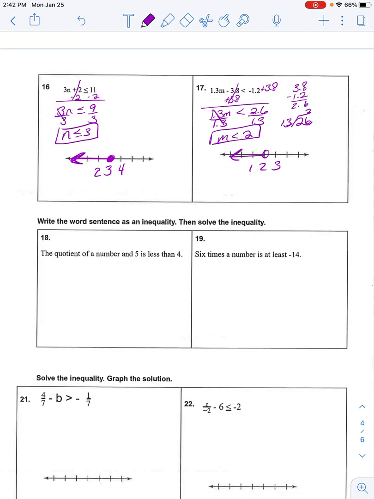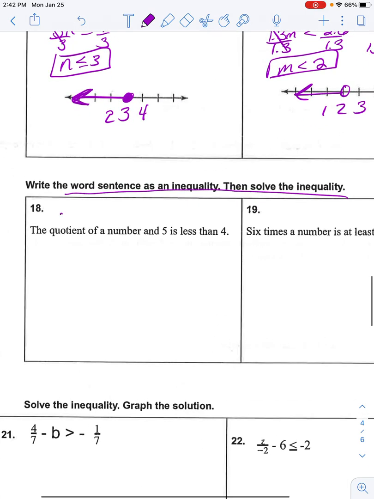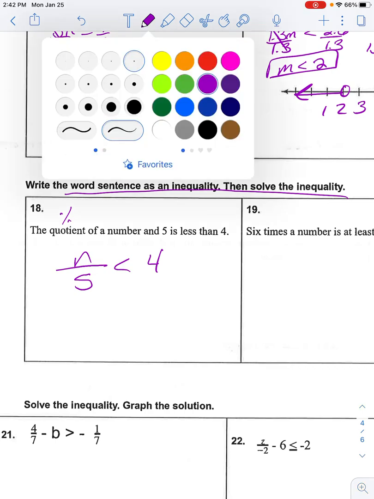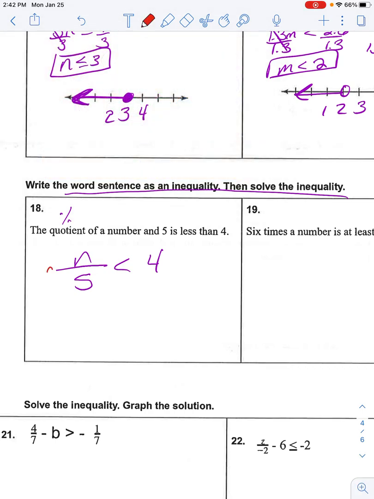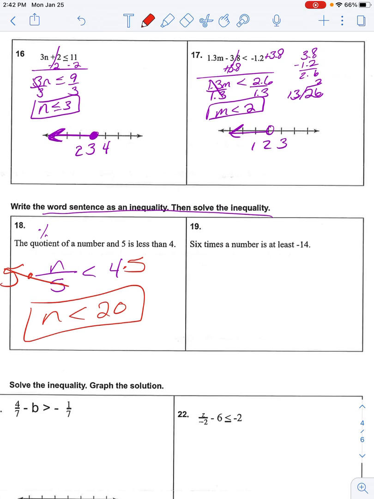Now you have to come up with the inequality and then solve. Quotient means division. The quotient of a number and 5 would look like that, is less than 4. Now we can solve by doing the inverse. We're going to multiply both sides by 5. So n is less than 20. We don't have to graph this one, so just n is less than 20.